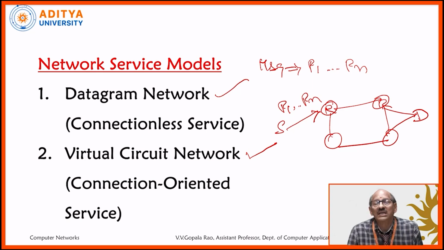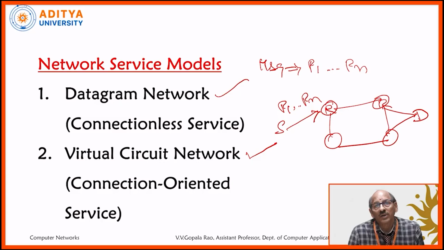Once that happens, automatically the packets P1 to Pn will all follow the same route, starting from the source to the destination. They all follow the same route. Thereby you can say that virtually a circuit is established between the source and destination. That is why this is called a reliable kind of service, what we can call.